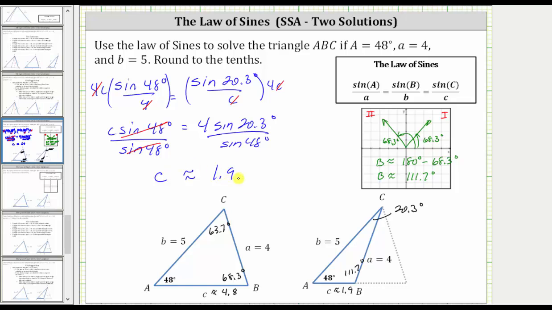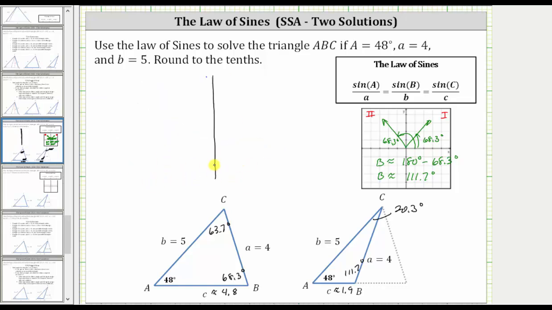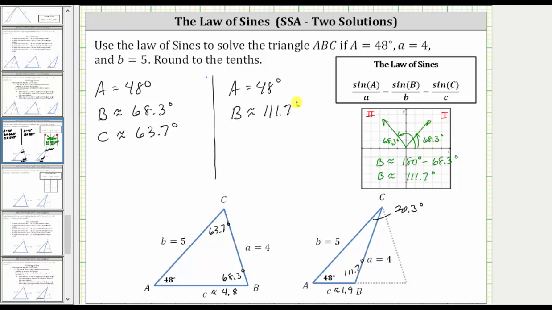Let's go ahead and summarize the results. We know we have two solutions. So for both triangles, we know angle A is equal to 48 degrees. In the first triangle, angle B is approximately 68.3 degrees, and angle C is approximately 63.7 degrees. In the second solution, angle B is approximately 111.7 degrees. Angle C is approximately 20.3 degrees.